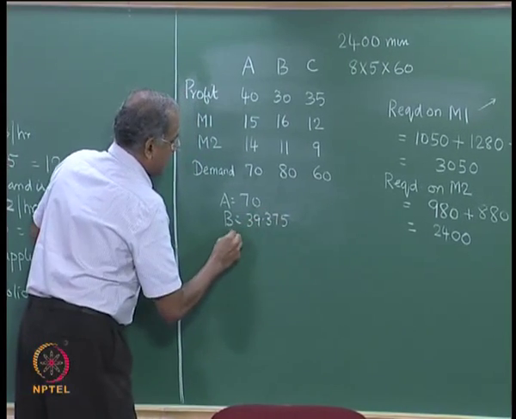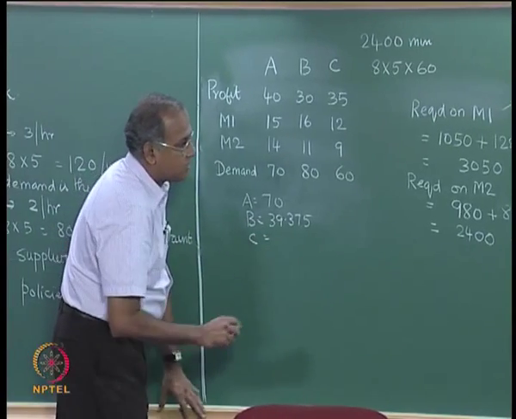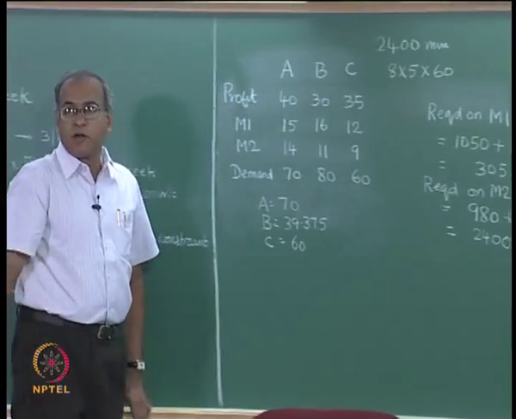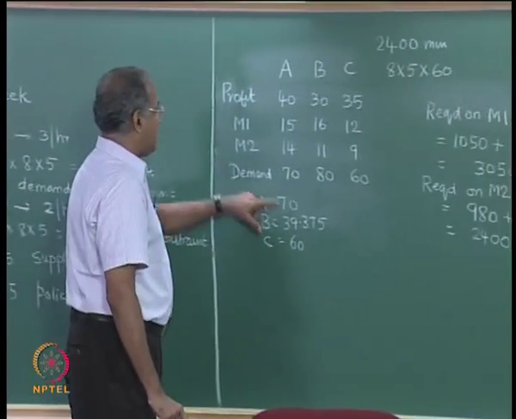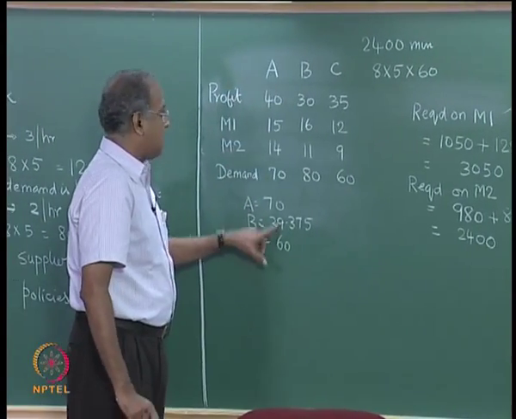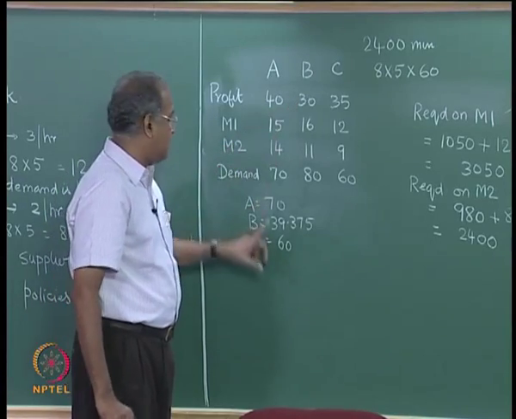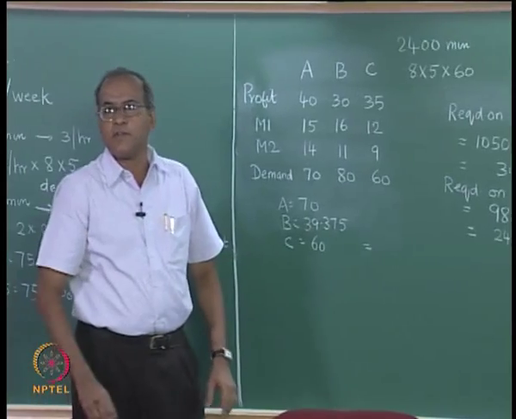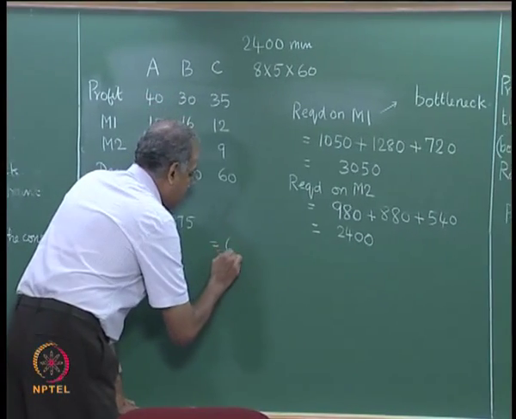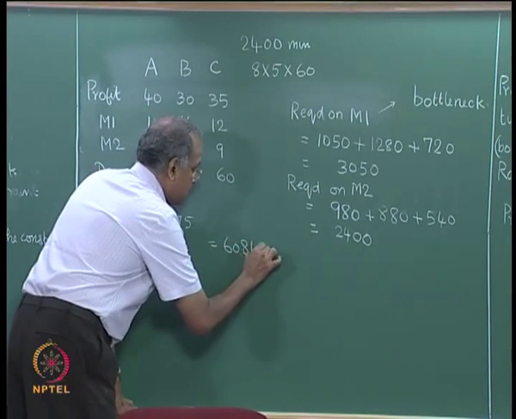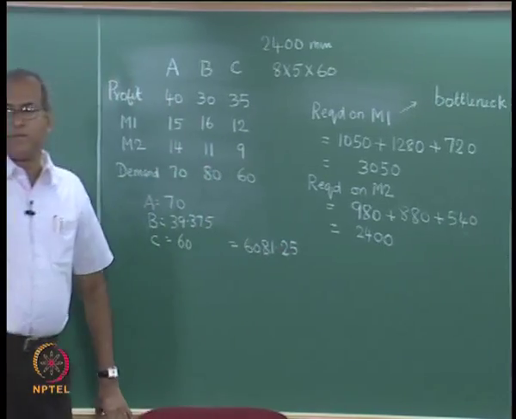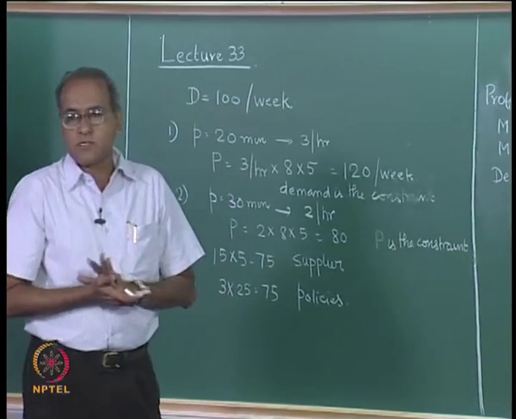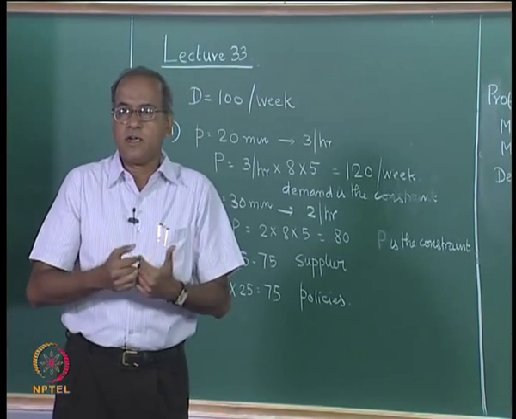So finally we produce A equal to 70, B equal to 39.375 and C is equal to 60, with profit equal to 70 into 40 plus 39.375 into 30 plus 60 into 35, which would give us a total profit of 6081.25. So this answers our question on which products to produce and in what quantities to produce.